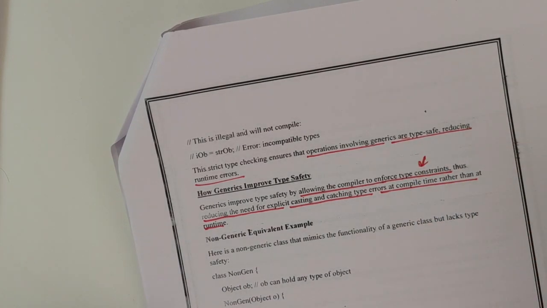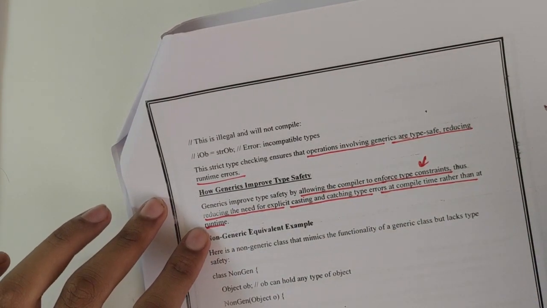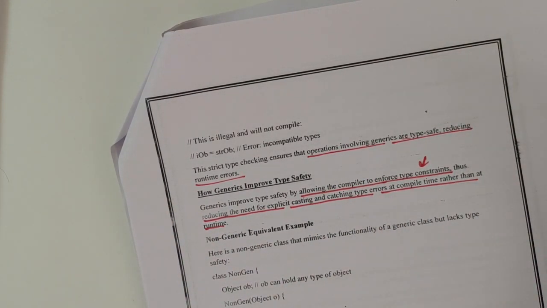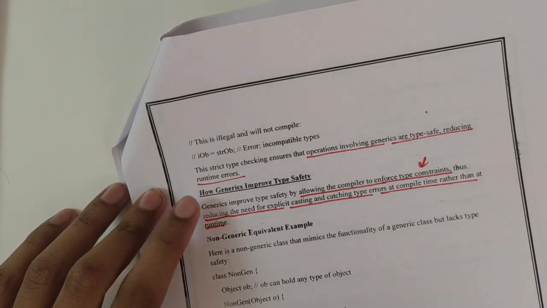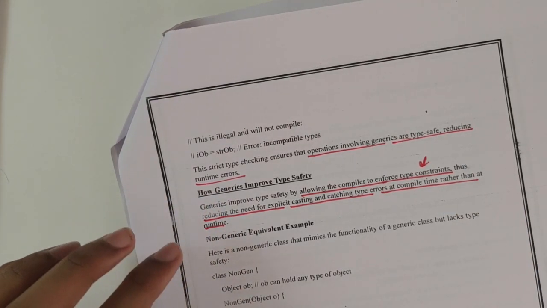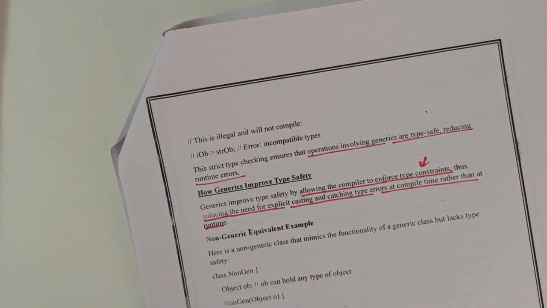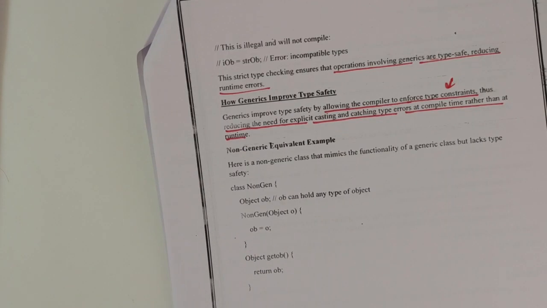Now, what are the type constraints? It will reduce the need for explicit typecasting, and instead of catching the errors at runtime, it catches them at compile time. This way it helps improve type safety by enforcing the type constraints, and it also helps reduce the need for explicit typecasting and catching the errors.